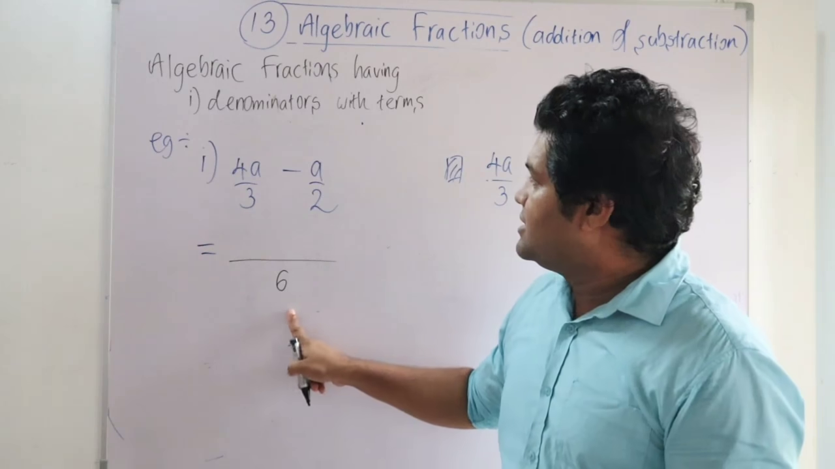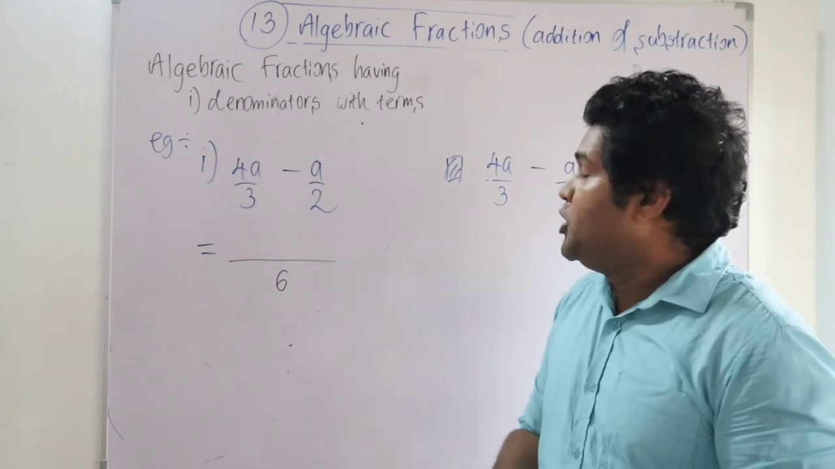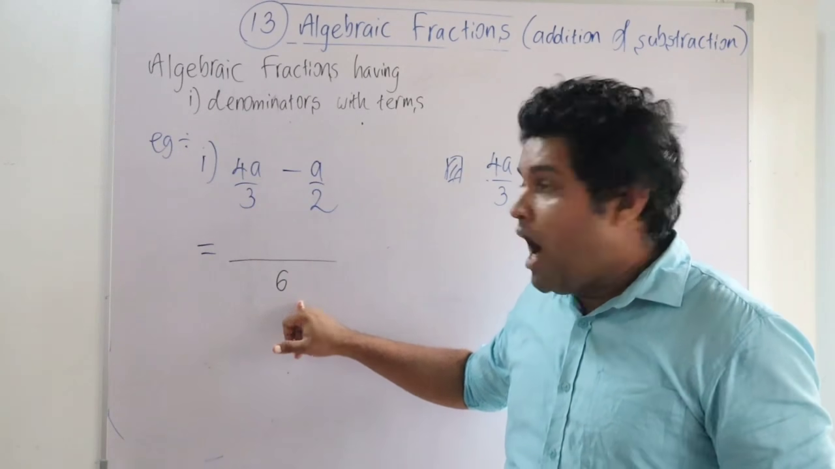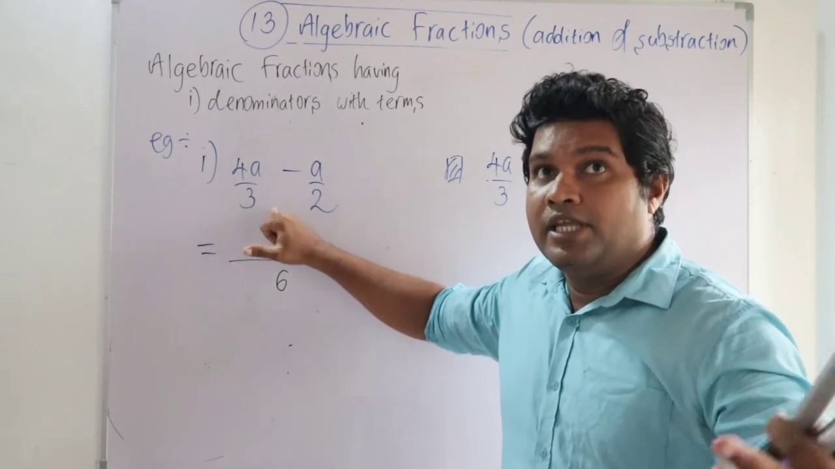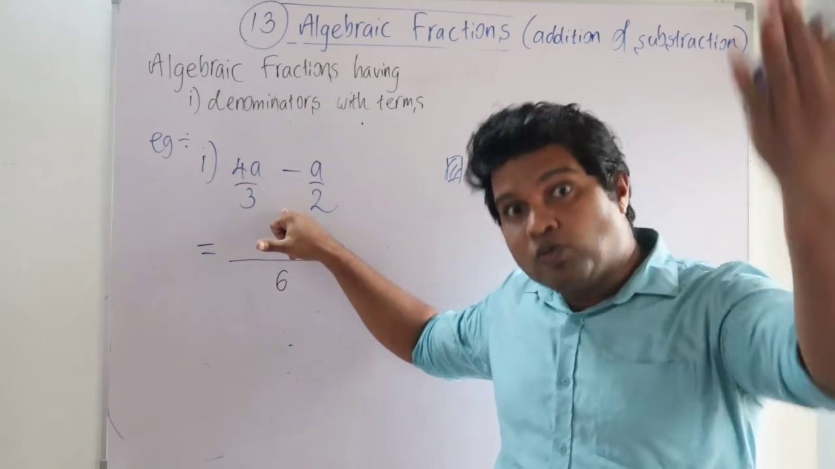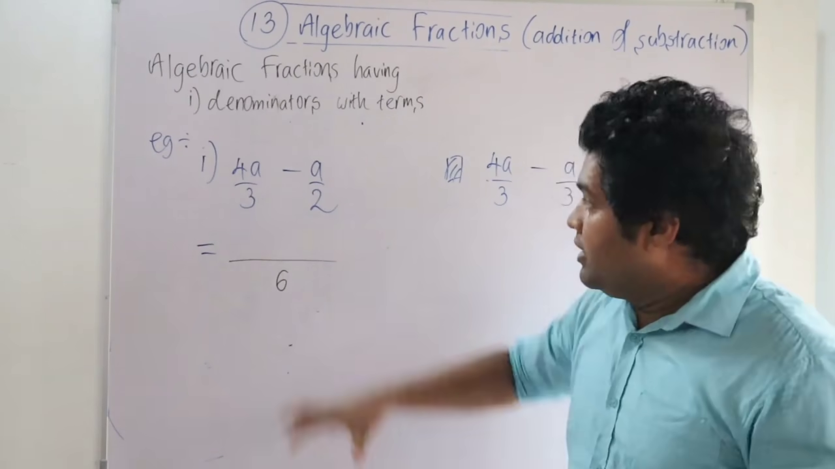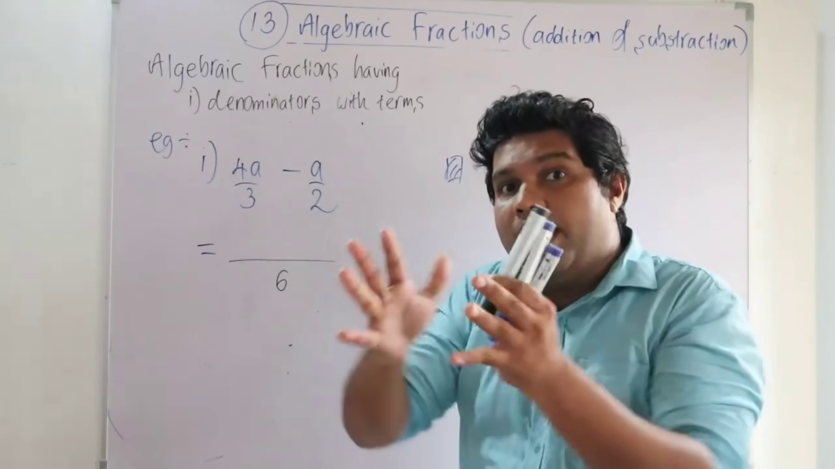Now 6 is larger than 3 and 2, because the denominator you had was 3, and now you have 6. How many times has it become larger? Compared to 3, 6 is larger by 2 times. Therefore, how many times? 2. Since the denominator has become larger by 2 times, the numerator also has to be multiplied by 2.